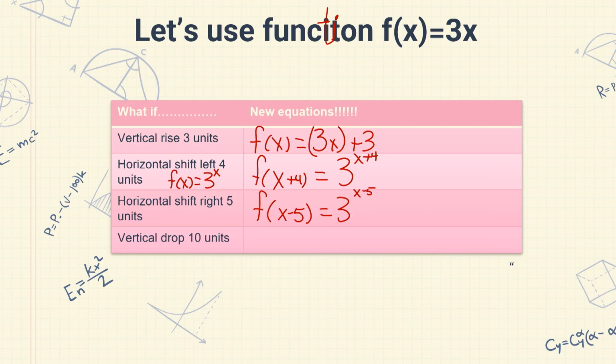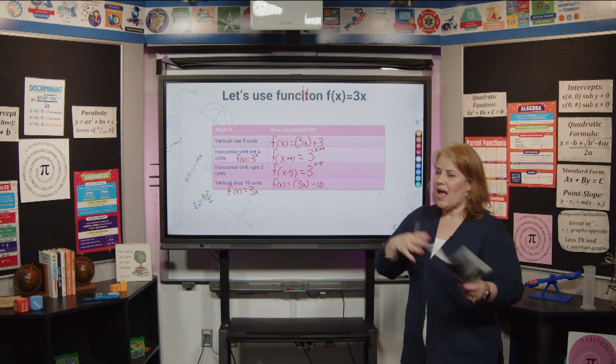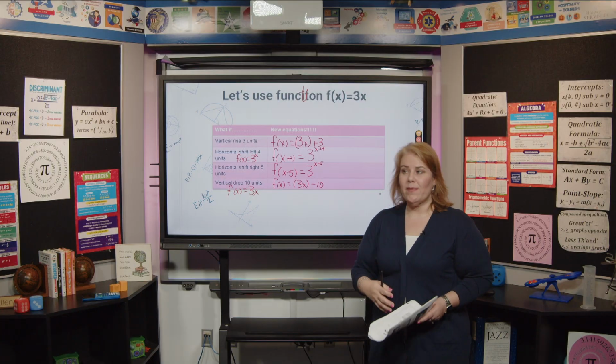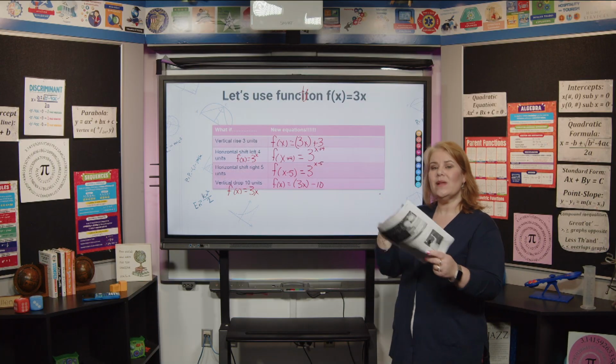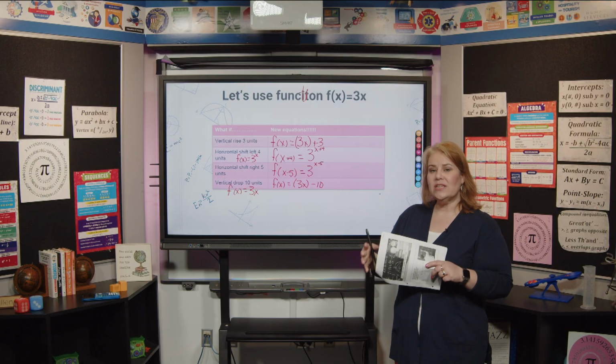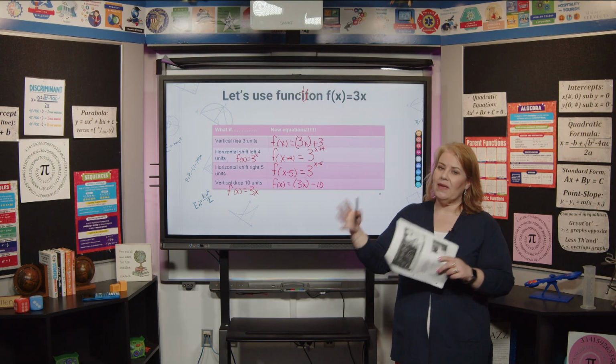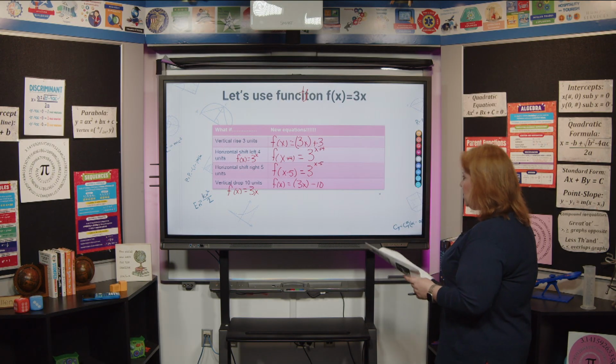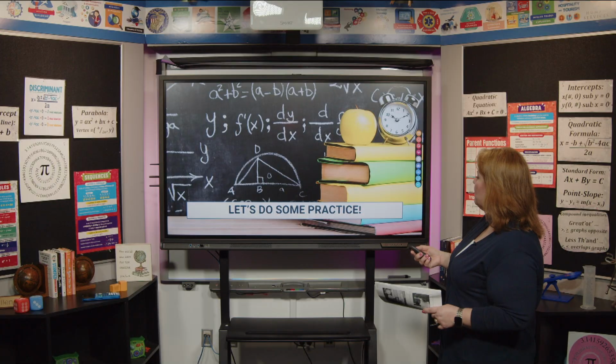So then let's go back to the original of this. And if I dropped it down 10 units, what would that look like? So I'm going to have 3 to the x, and I'm going to subtract 10. So check out what we did when we added outside, when we subtracted outside. Maybe I added inside the parentheses. That's what I'm talking about, using these operation symbols as the way that we're moving our functions. Good job. All right, let's do some practice.